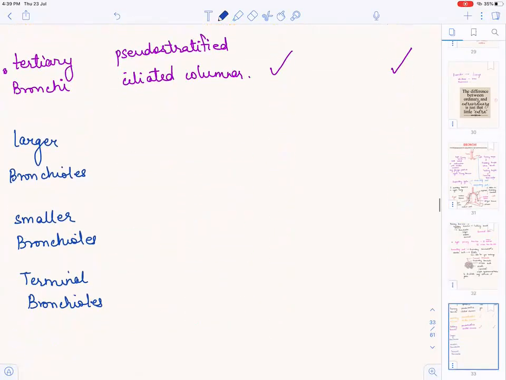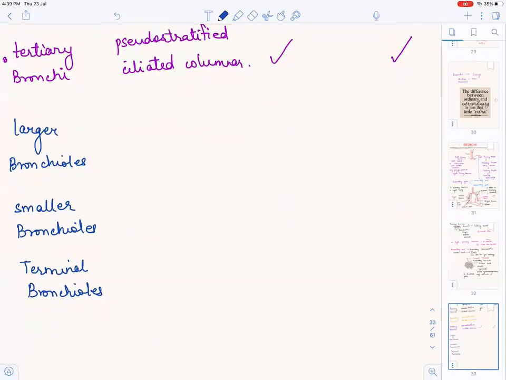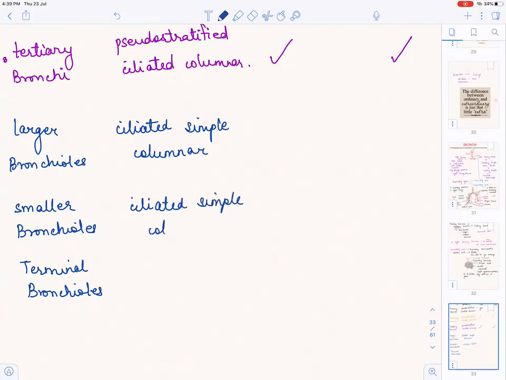Yes, correct. What ends at terminal? The conducting part, the conducting structures end. So now comes the larger bronchioles. So they will have ciliated simple columnar, ciliated simple columnar epithelium. Smaller bronchioles, same, ciliated simple columnar. And terminal bronchioles, now the difference comes, non-ciliated simple columnar. Okay, understanding?